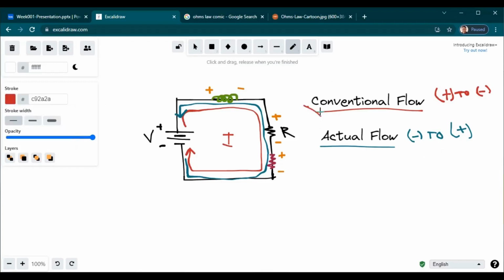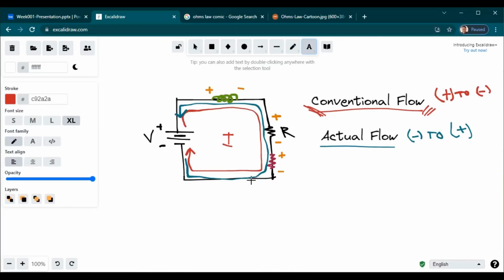Why is that? Okay. Before the actual flow was discovered, it was thought that it was protons that were traveling or moving in electricity. Okay, that's the conventional flow. So from the positive to the negative, so the protons are the ones moving around in a circuit.